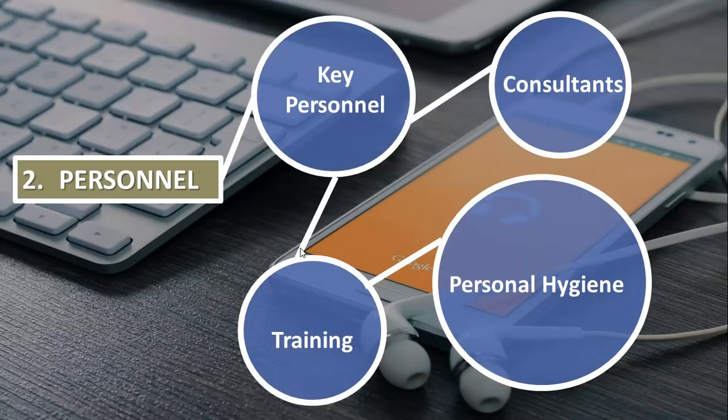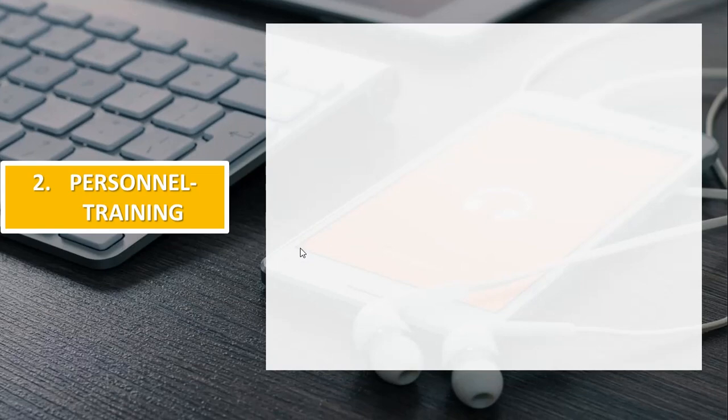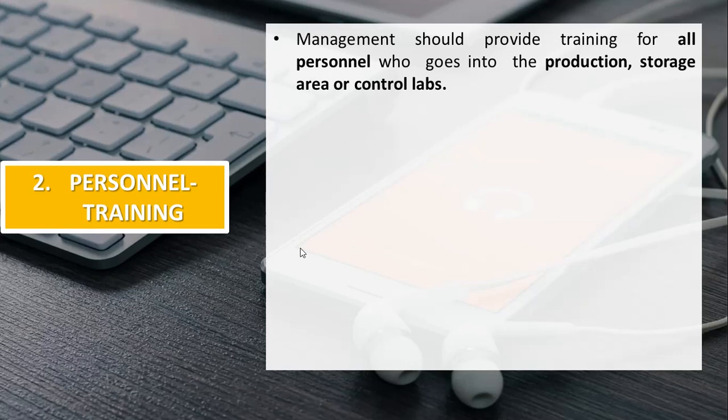Next, we'll take a look at the trainings. The training of personnel is important in ensuring the successful implementation of GMP. In a manufacturing organization, the management should provide trainings for all personnel who will enter production, storage or the control labs.